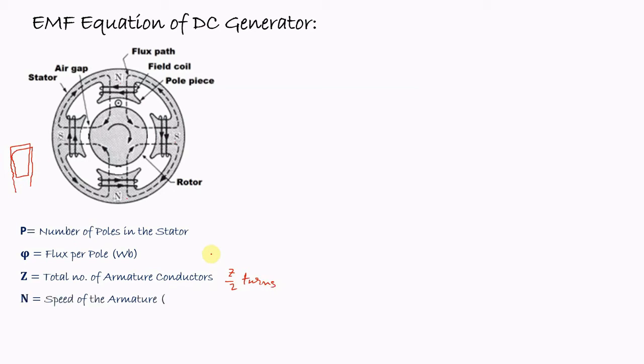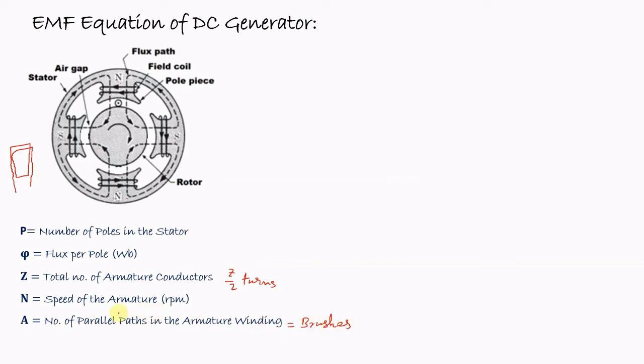We consider the rotor is rotating with a speed of N rpm. In case of a generator, the rotor will be coupled to some external prime mover, and this prime mover will make the rotor rotate. We assume the speed of the rotor here is N rpm. And A is the number of parallel paths in the armature winding. The number of parallel paths is basically considered as the number of brushes.